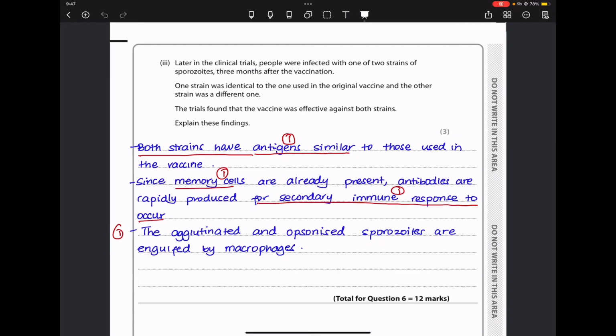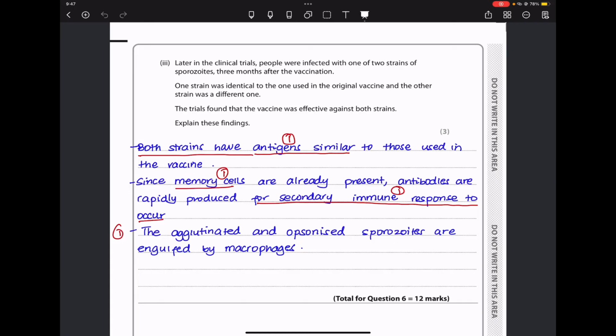Next, they say, later in the clinical trials, people were infected with one of two strains of sporozoites 3 months after the vaccine. One strain was identical to the one used in the original vaccine, and the other strain was a different one. The trial found that the vaccine was effective against both strains. Explain the findings. If a vaccine is effective against all strains, it means they have the same antigen that is going to be detected by the immune system. So I said both strains have antigens similar to those used in the vaccine.